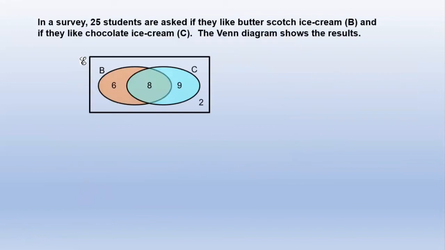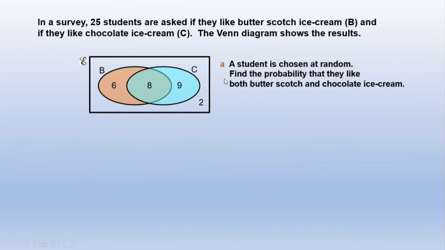In a survey, 25 students are asked if they like butterscotch ice cream and chocolate ice cream. The Venn diagram shows the result. B is for butterscotch, C for chocolate. A student is chosen at random. Find the probability that they like both butterscotch and chocolate. So for both, this is going to be 8 divided by the total possible outcomes, 25. When I add all of these, 8 plus 2 is 10, plus 9 is 19, plus 6 is 25.